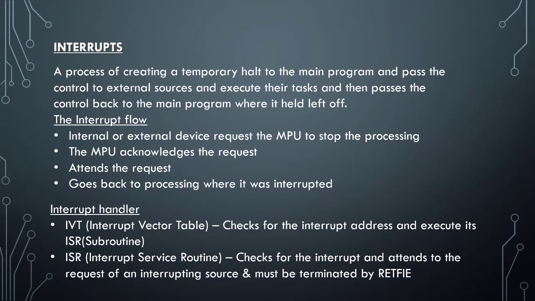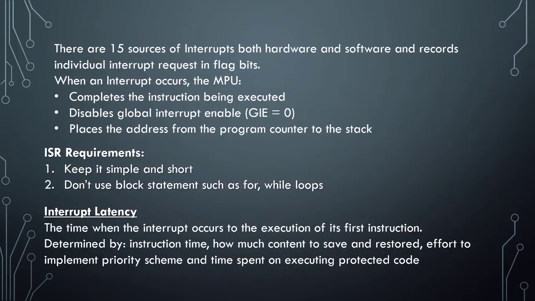So we have an interrupt. It has to be acknowledged by the microcontroller. So the microcontroller has to stop the processing, acknowledge the interrupt, and then attend to the request, and after the interrupt is completed, it returns to the initial program where it had left off. There are 15 sources of interrupts, both hardware and software, and these interrupts record individual interrupts in each flag bit. When an interrupt occurs, the microprocessor completes the instruction being executed, disables the global interrupt enable, the GIE, making it 0, and then places the address from the program counter onto the stack.